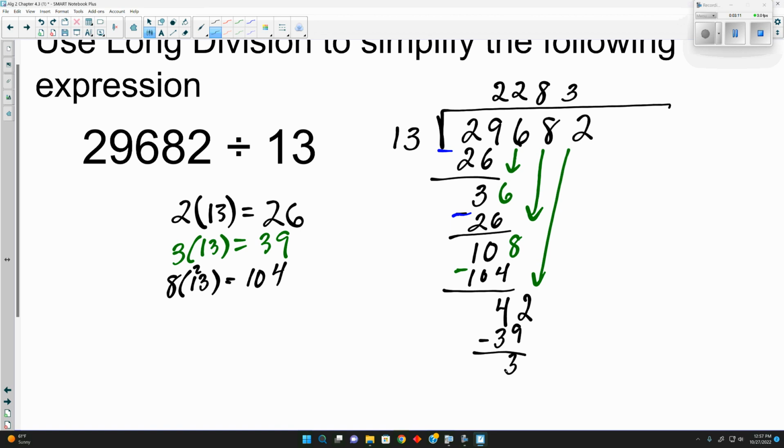Now, 13 won't go into 3, and we don't have any other numbers we can bring down, so we can write it as a remainder.